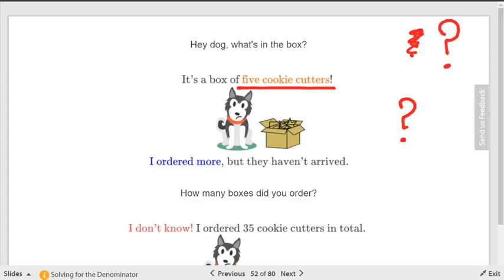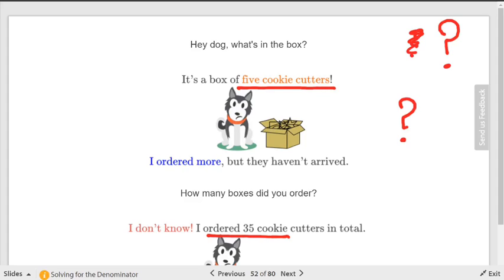So he got a box with 5 cookie cutters in it, right? But he ordered 35 cookie cutters total. So he ordered 35, but he only got 5. So what they did was they split his order up. If they split his order up, what do you assume then? That they split his order up how, you think? So they put 5 cookie cutters in each box. There you are.